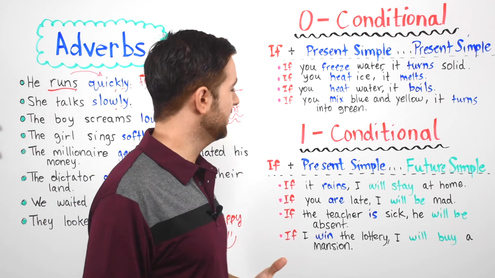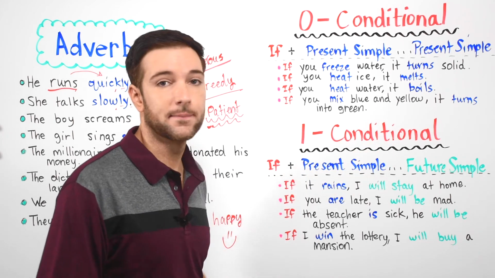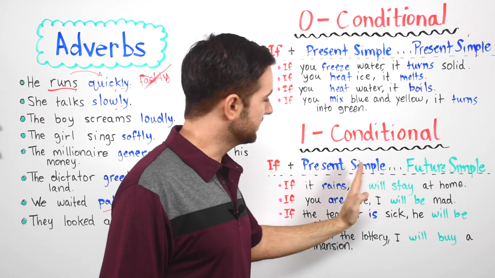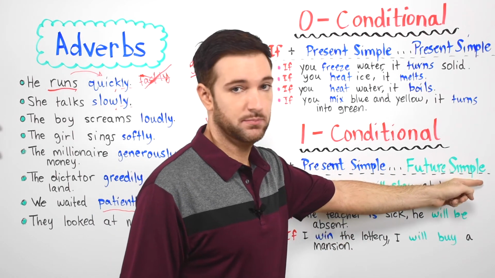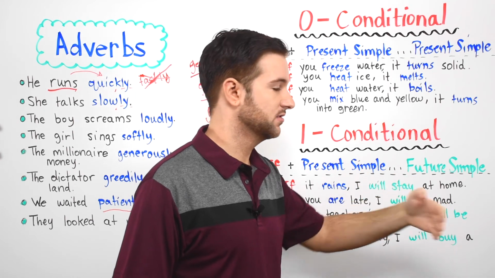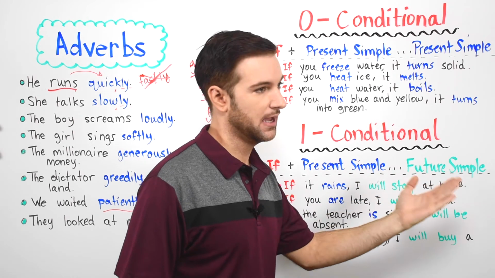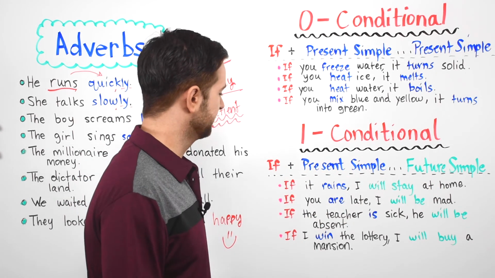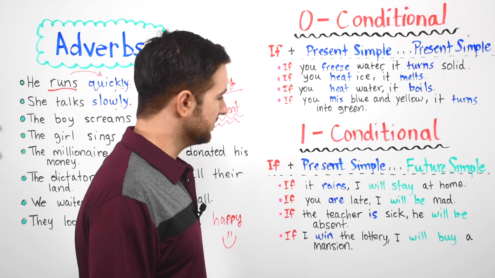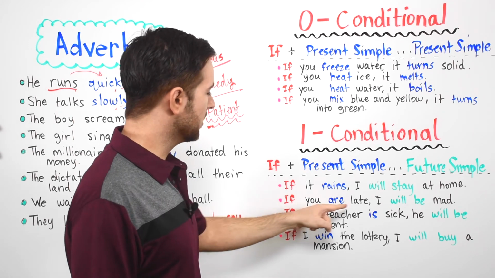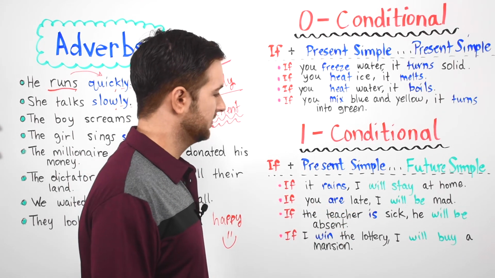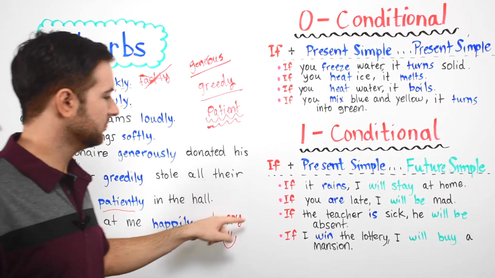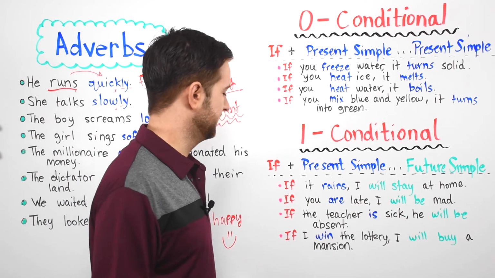Now let's go ahead and look at the first conditional here. So are you ready? If plus the present simple, and then you get the future simple. You will do this. You will do that. If it rains, I will stay at home. If you are late, I will be mad. Okay, mad is the opposite of happy. If you are late, I will be mad.